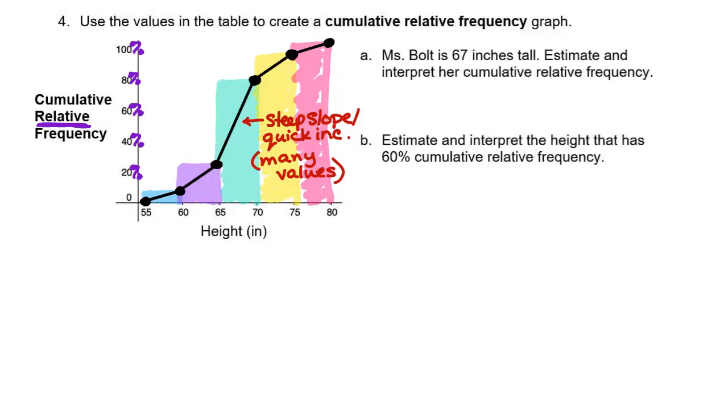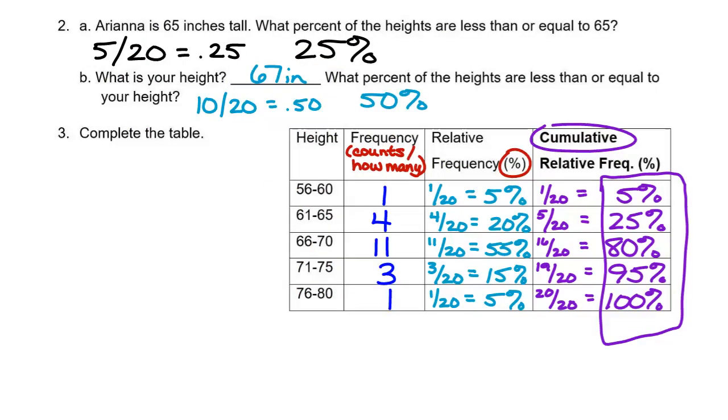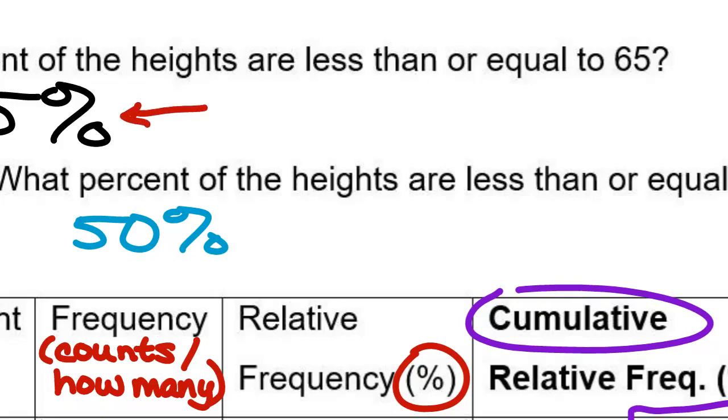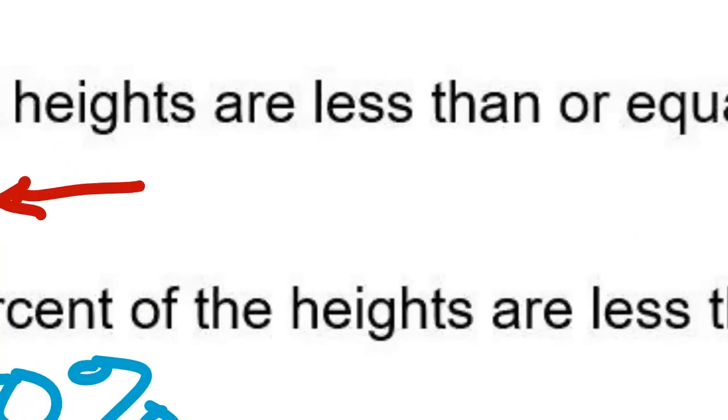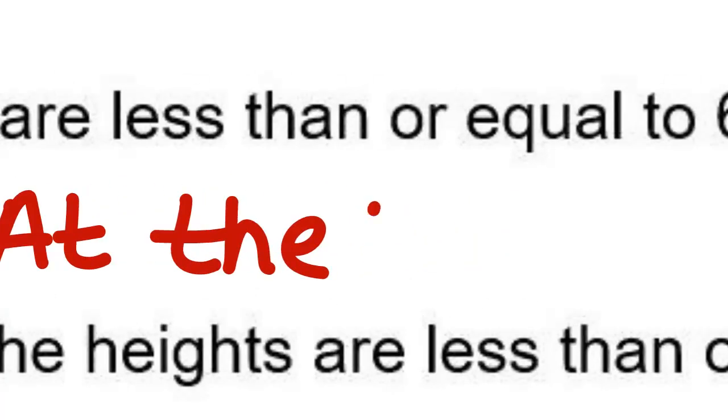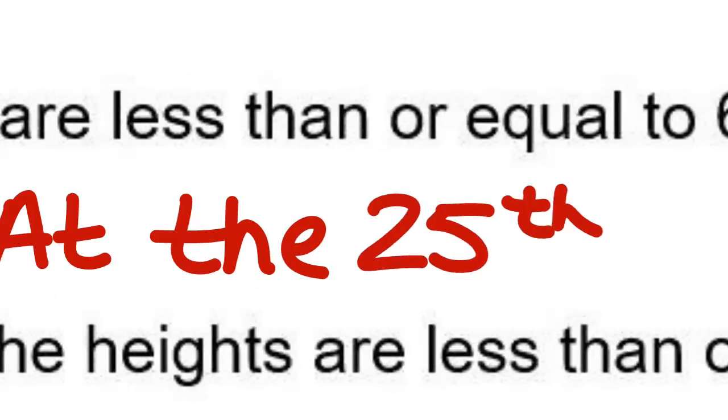I can use this cumulative relative frequency graph now to determine where different individuals would fall in this distribution without including them in that original data. And this idea is what we would call a percentile. So I want to go higher up on the page for just a second. This 25% right here, we would say that Ariana is at the 25th percentile.